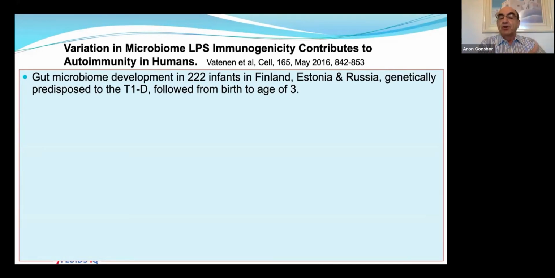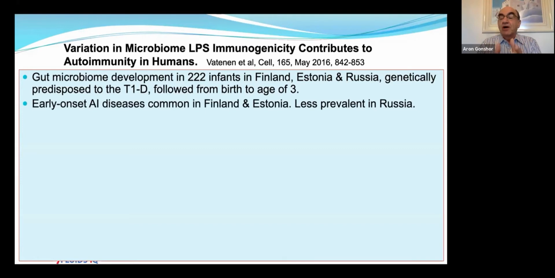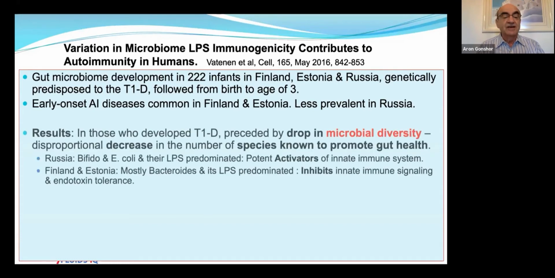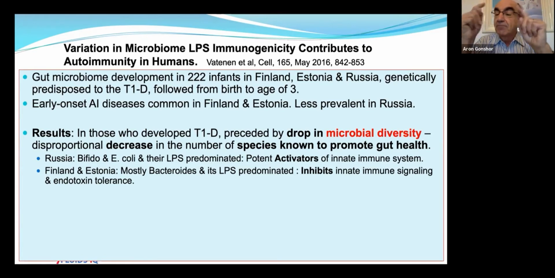And so they followed these kids from birth to the age of 3. And what do they see? Well, we know that early onset autoimmune disease is very common in Finland and in Estonia, and much less prevalent in Russia. And the results are interesting because what they show is that in those that develop type 1 diabetes, it's preceded by a drop in microbial diversity. There's another term, diversity. I want you to keep that in mind. So there is a drop in the diversity of the microbiome, and a disproportionate decrease in the number of species that are known to promote gut health. So within the microbiome, there is a loss of the species of bacteria which are known to promote gut health.